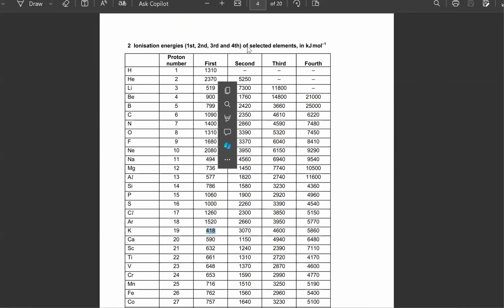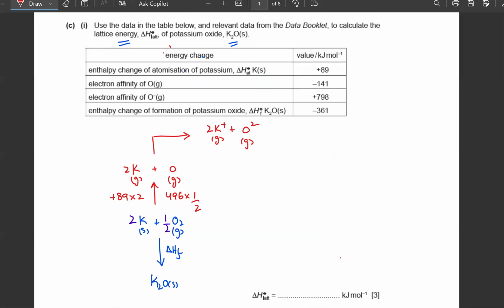Your first, second, third, fourth ionization energies are listed. So if you want to ionize potassium, it's 418, which means you would require 418 kilojoules of energy. But since there are 2 potassiums, I'm going to multiply it by 2. I also need to turn oxygen into oxygen 2 minus. That is given over here: minus 141 and plus 798.